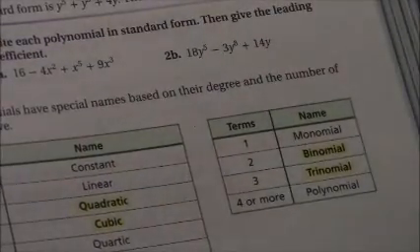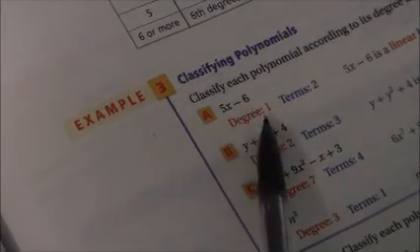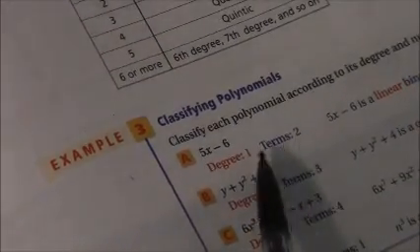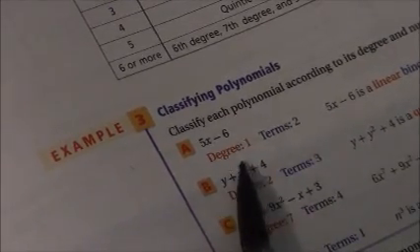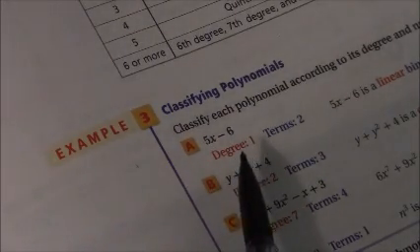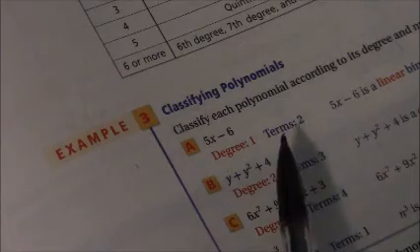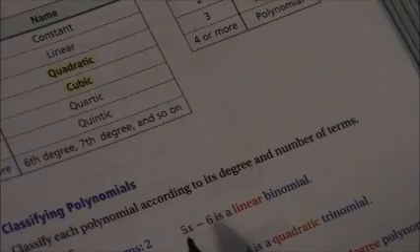Oh wait, first, examples. Okay. So here they have examples like 5x minus 6. The degree would be 1, and there would be 2 terms. Since the degree is 1, it would be called a linear polynomial. And since there are 2 terms, it's a binomial. So it's a linear binomial. And it says that here, 5x minus 6 is a linear binomial.